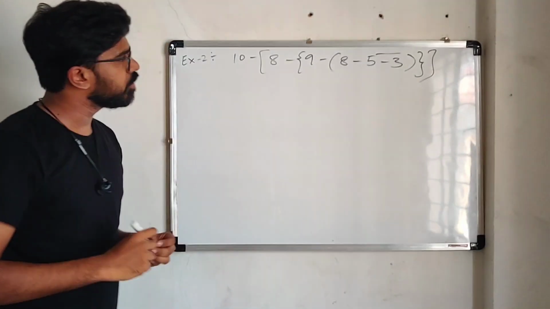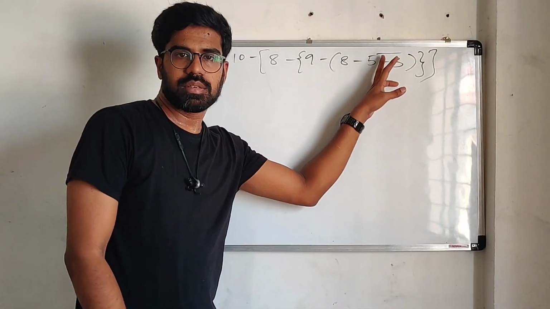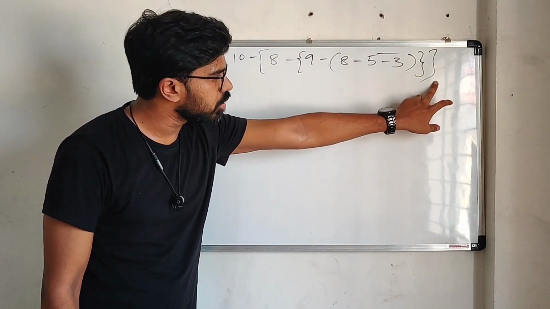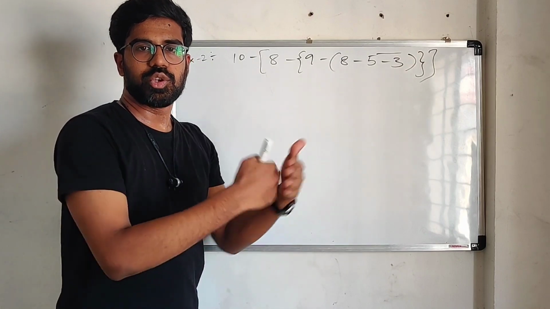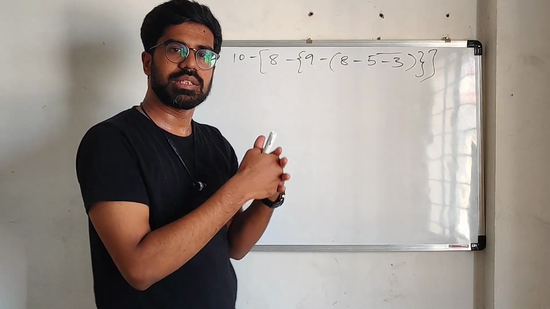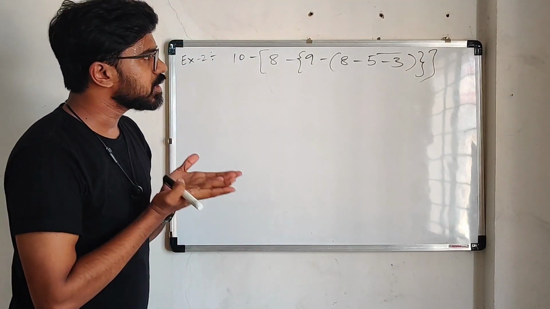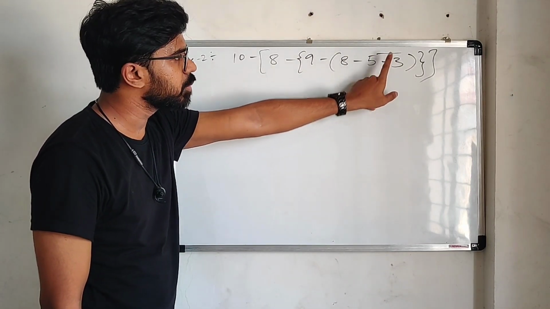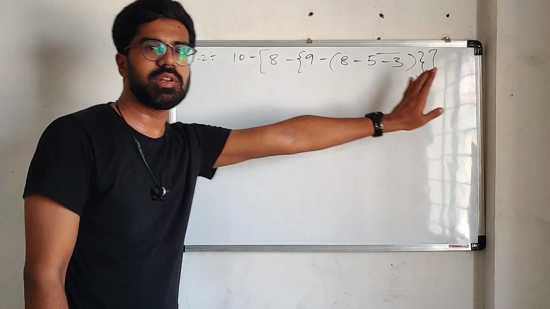So here, how many brackets do we have? I can see the bar, and I can also see the round bracket or common bracket. I can also see the curly bracket and the square bracket. Now you just have to follow BODMAS according to its priority. What is the first priority? To solve the brackets. In brackets, the first one is the bar. So we will be solving 5 minus 3 first. Then we will move on to the next.